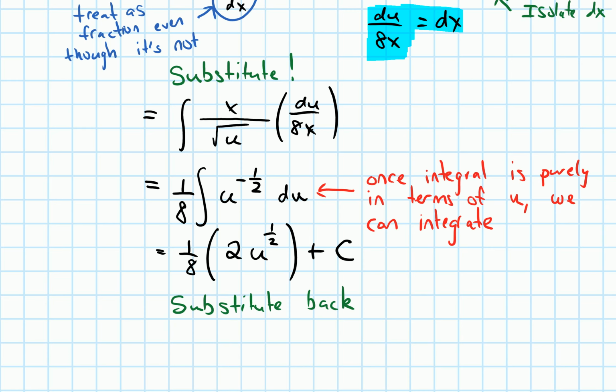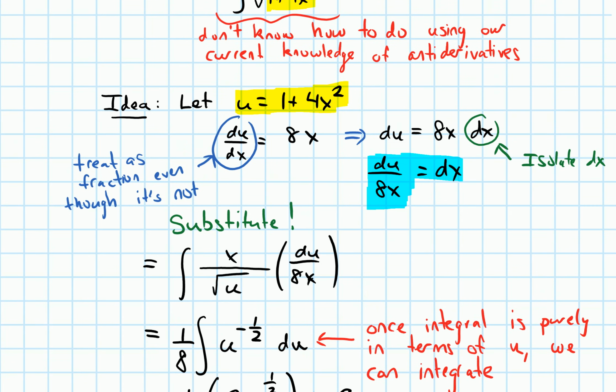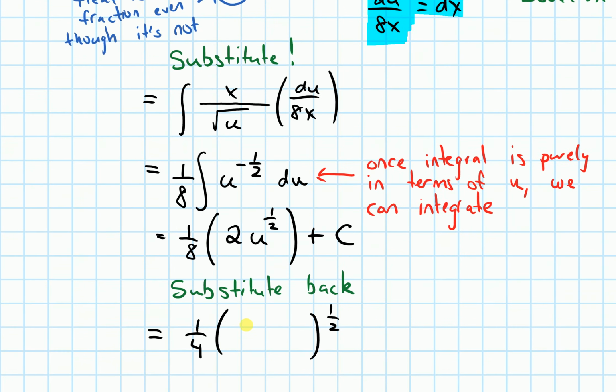So if we substitute back, then I can also simplify. 1/8 times 2 is 1/4. So we get 1/4, and then we'll have something to the 1/2 power. What was u? Well, u was 1 plus 4x squared. Let's plug that back in. So 1 plus 4x squared to that 1/2 power, and then plus c. And that is our answer. That is our antiderivative.